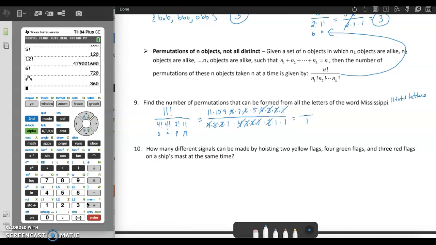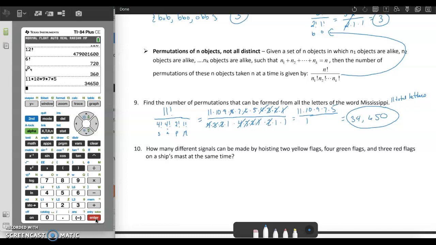And what we have left in the top is 11 times 10 times 9 times 7 times 5. So that's what I really need to figure out. So I'm going to do in my calculator 11 times 10 times 9 times 7 times 5. And it looks like 34,650 ways, distinct ways to permutate the letters in the word Mississippi.